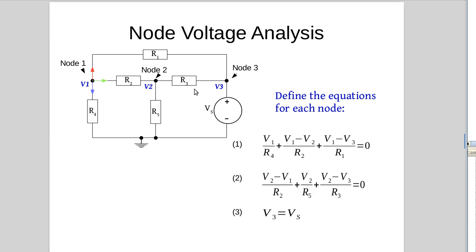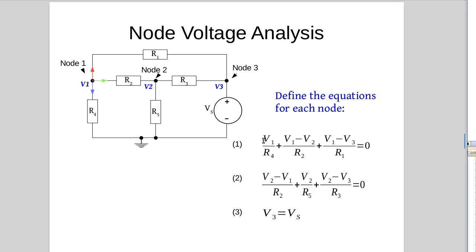V2 minus V3 over R3. So V2 comes first in this node 2 equation. Now V3, we can't work out the current here because it's a voltage source. Here we're working out the current because it's a voltage divided by a resistance. Here we don't know. But V3 equals Vs.